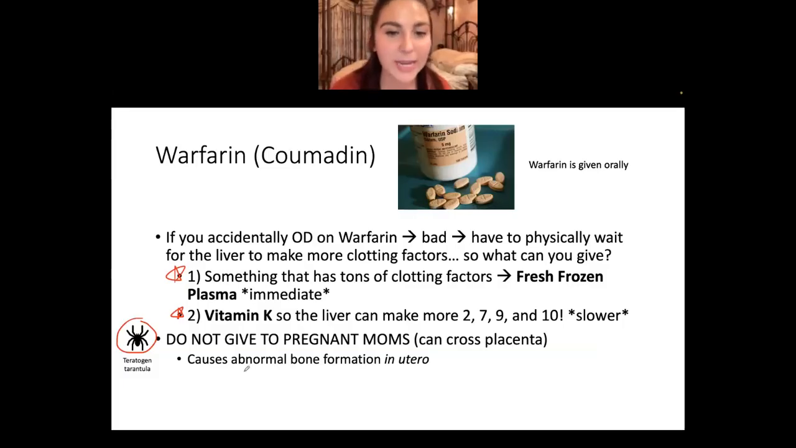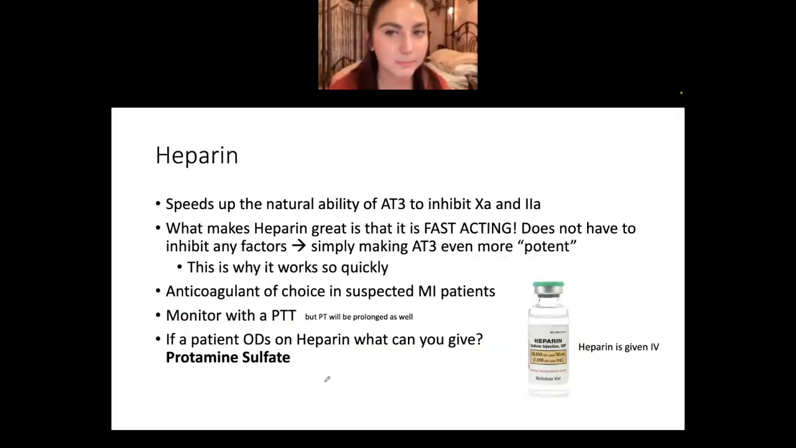And warfarin's birth defect is abnormal bone formation. So it can cross the placenta and actually make bone not form correctly. Okay, so sometimes they'll ask that as well. It's like, oh, you did give warfarin to a pregnant woman. What happens? Like, how's the fetus? What's happening to the fetus in utero now? Okay, cool. All right, and then here's heparin.